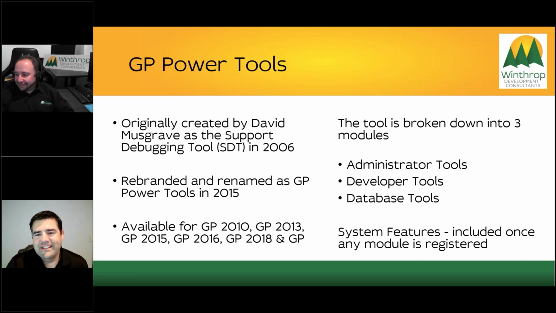So we're going to talk today about GP Power Tools. David, do you want to give a little background here? Yeah. So the product originally started as the support debugging tool while I was an employee of Microsoft. It came about because we had a support case that had been running for 12 months without a solution. We could see something going wrong, but no one could actually replicate how it went wrong.